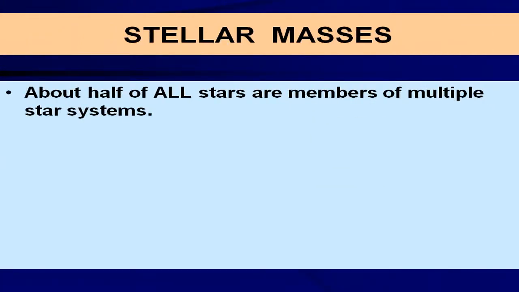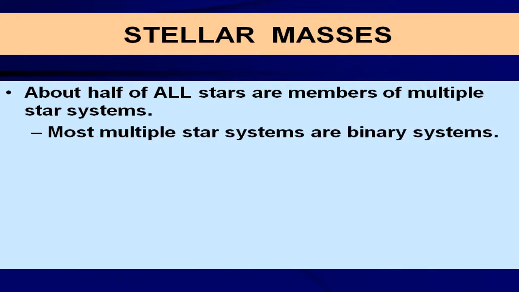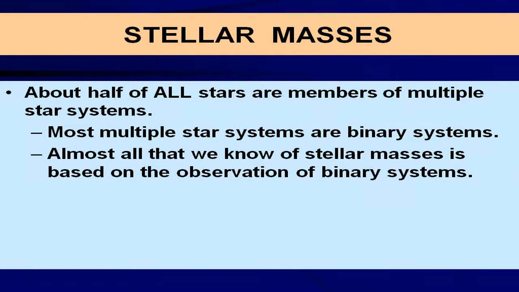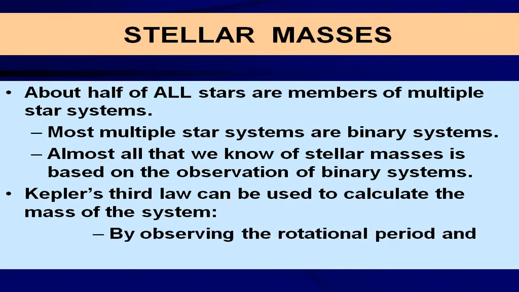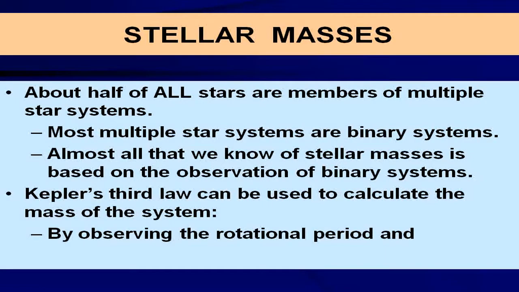About half of all stars are members of multiple star systems. Most multiple star systems are binary systems. And almost all we know of stellar masses is based on the observation of these binary systems, because we can use physics and Kepler's laws to figure out the masses of these objects. Kepler's third law can be used to calculate the mass of the system by observing the rotational period and the size of the binary orbit.